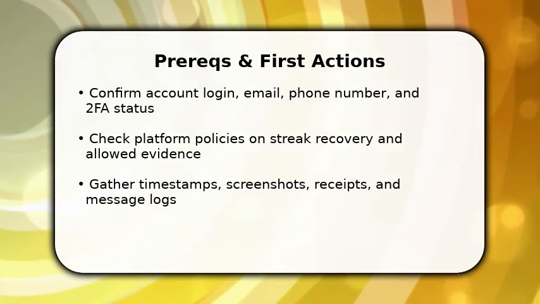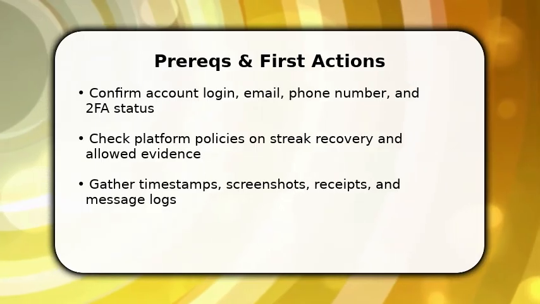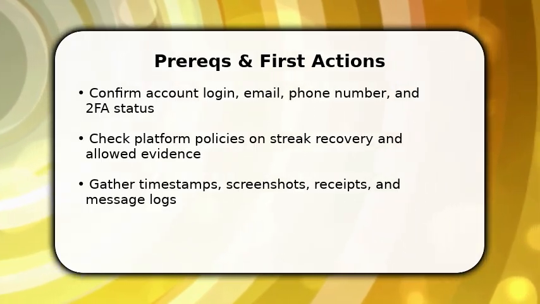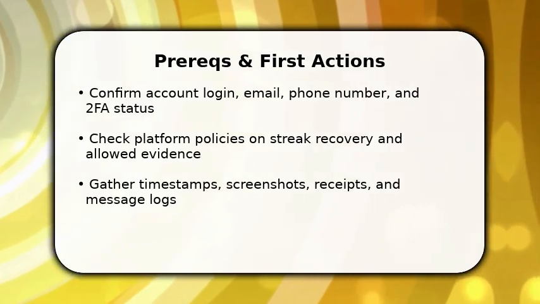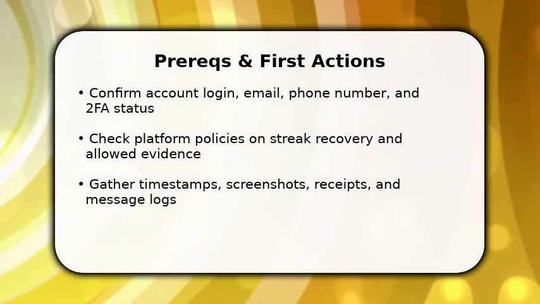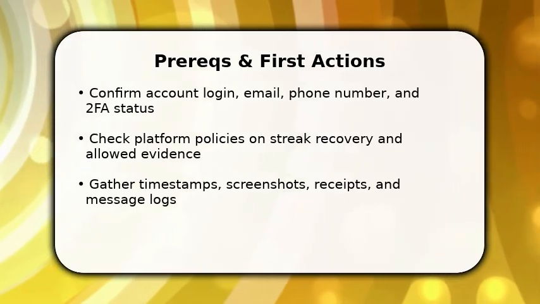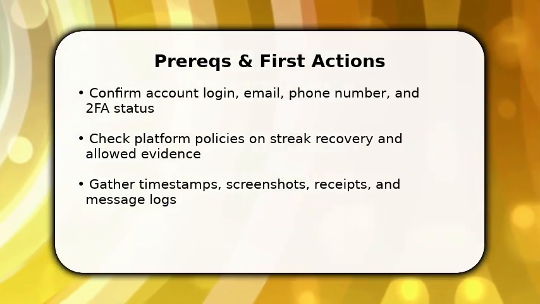You start by confirming the essentials. Log into the account and verify email, phone, and two-factor authentication so you can access support. Once done, review the platform's streak recovery policy to know what evidence they accept, because that shapes your request.